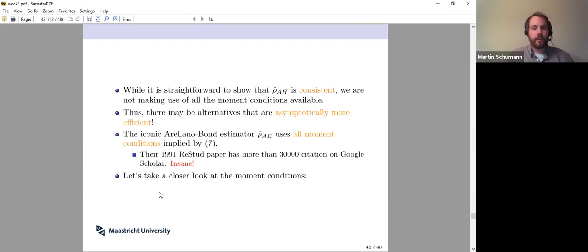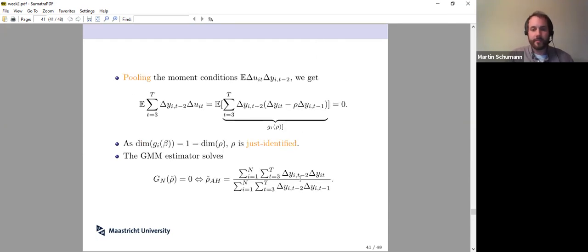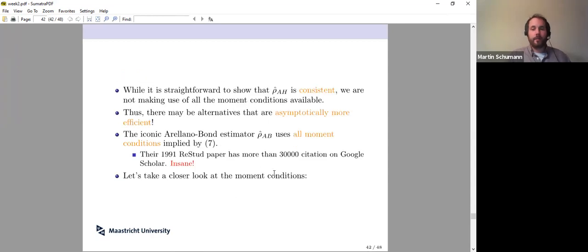Of course, this thing will be consistent because this is uncorrelated with Δu_it. That is what we've just shown. So this thing will be consistent. However, we have more moment conditions available, and more moment conditions typically means more information, that means more efficiency, that means smaller variance, that means better inference.